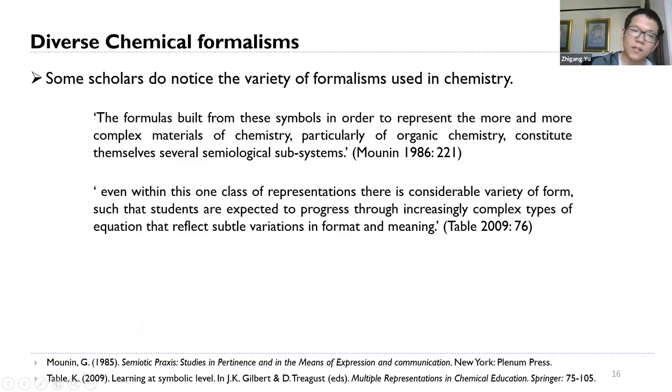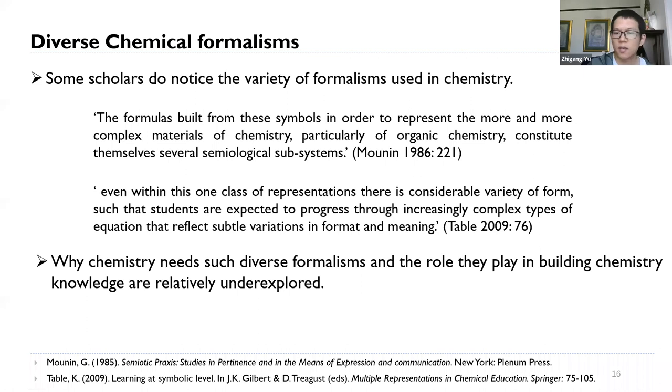So we can see that there are so many different chemical formalisms, and some scholars do notice the variety of formulas used in chemistry. For example, from 1986, the formulas built from these symbols in order to represent more and more complex materials of chemistry, particularly of organic chemistry, constituted several semiological subsystems. And also from Tang 2009, even within this one class of representation, there's a considerable variety of forms. So the students are expected to progress through increasingly complex types of equation that reflect subtle variation in format and meaning. So some scholars do notice the variety of the formalisms, but the question is why chemistry needs such diverse formalisms, and the roles they play in building chemistry knowledge are relatively underexplored.